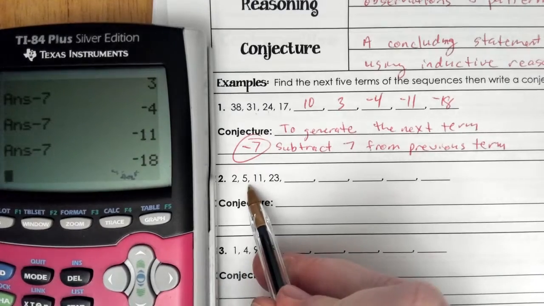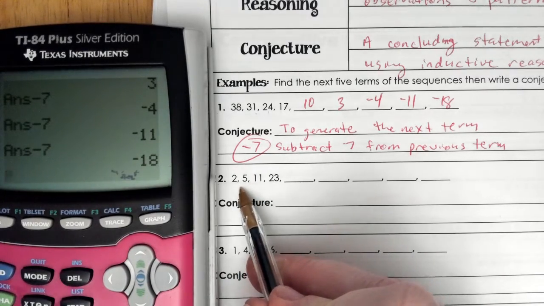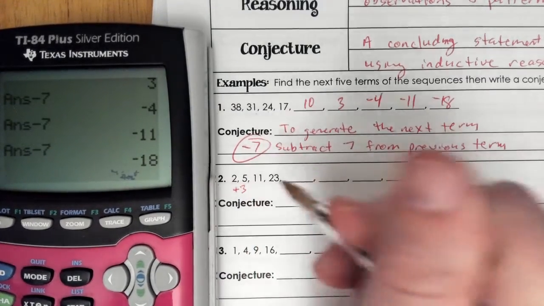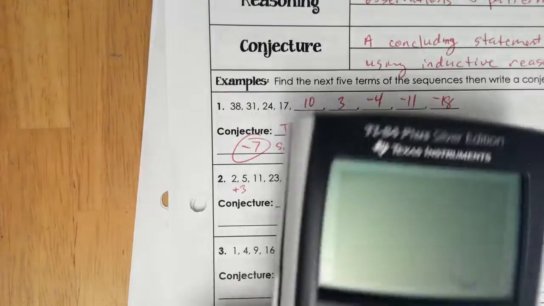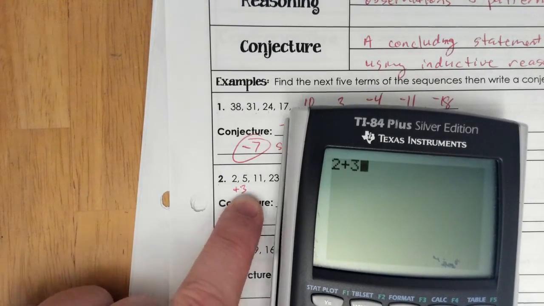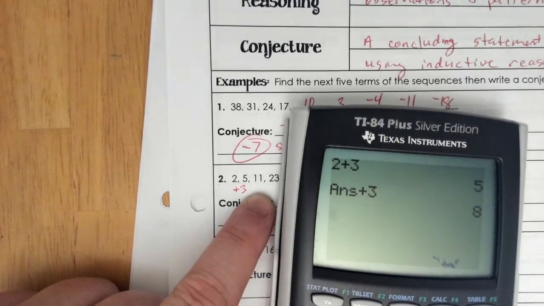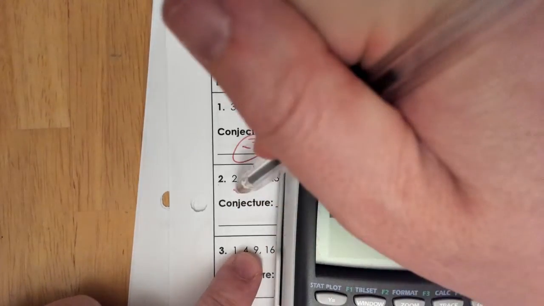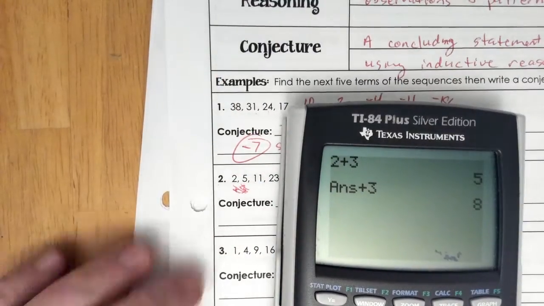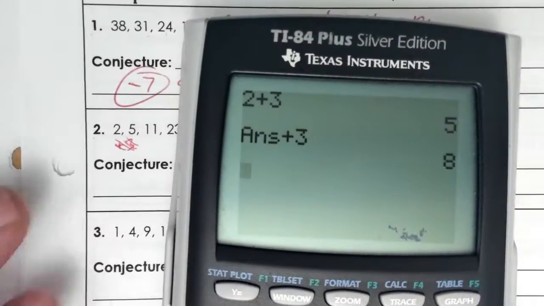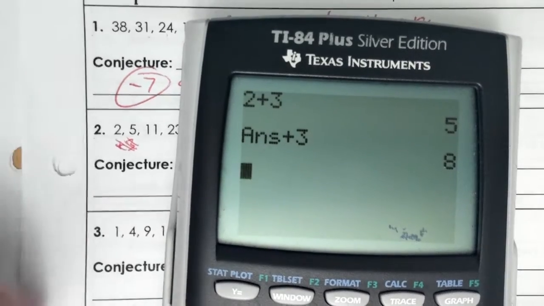How did we get from 2 to 5? Okay, I added 3. So 2 plus 3. Okay, if I add 3 again, that's not 11, is it? So that doesn't work. You're not always going to get it right the first time. So let me zoom in a little more. So let's try something else.